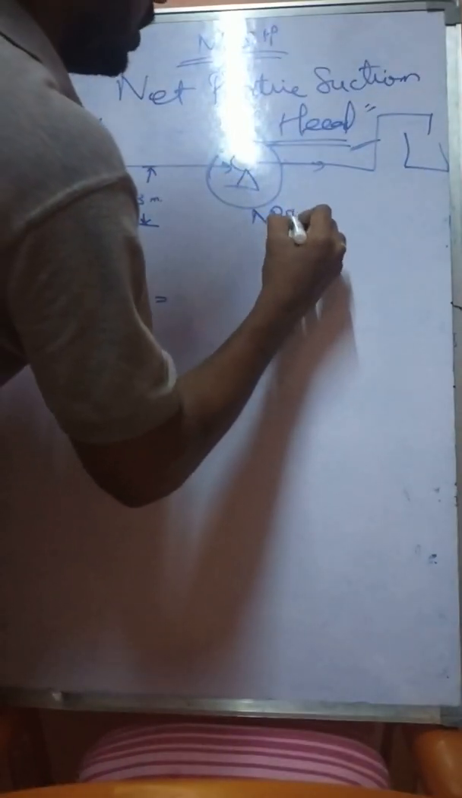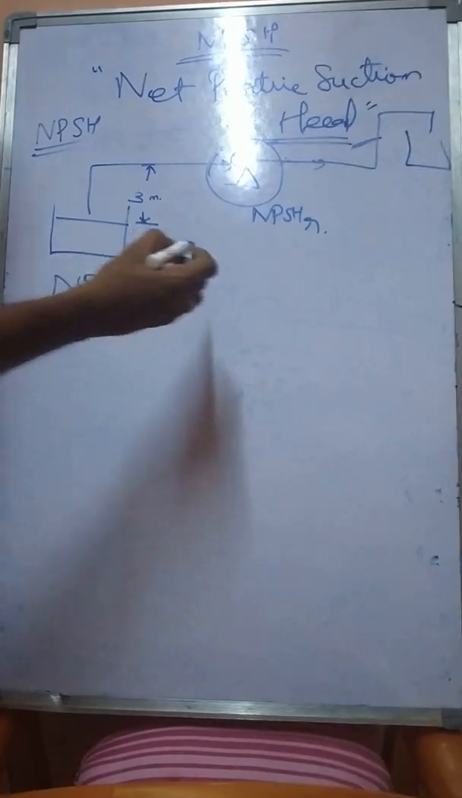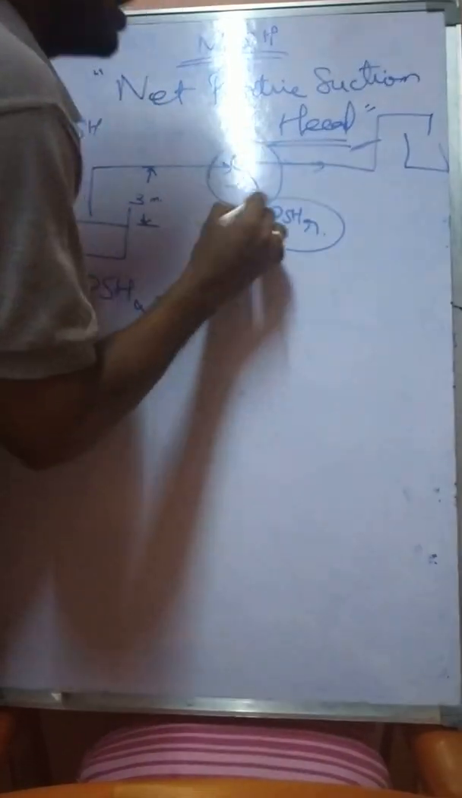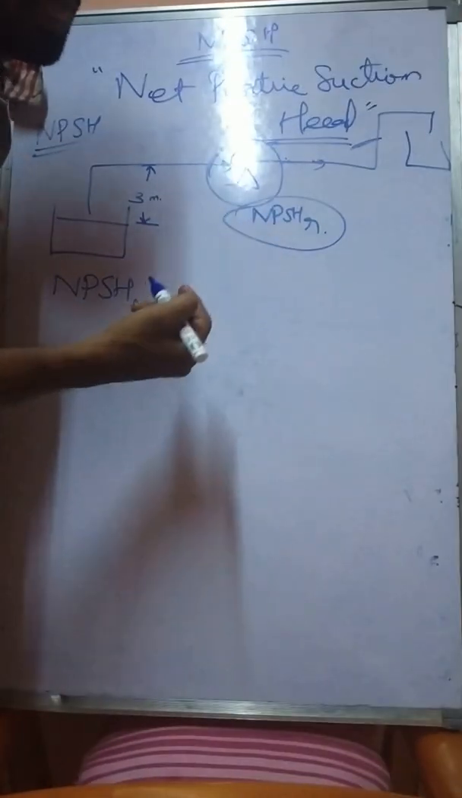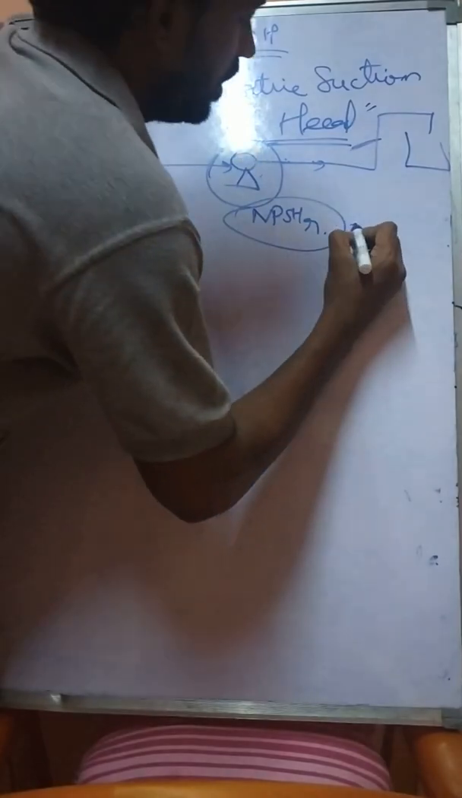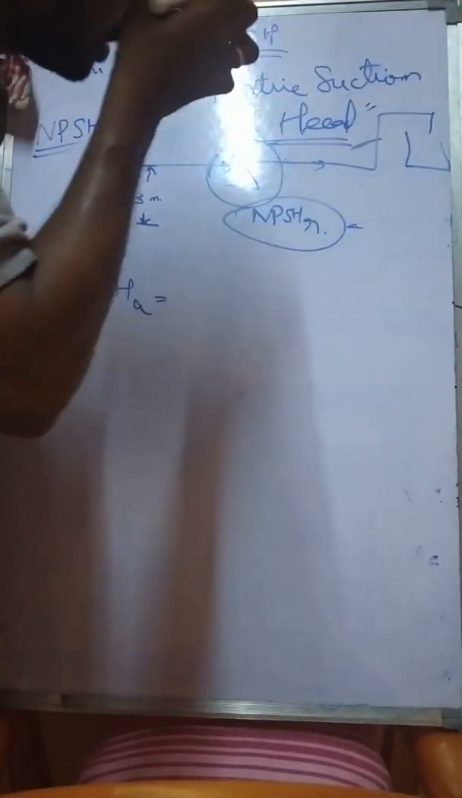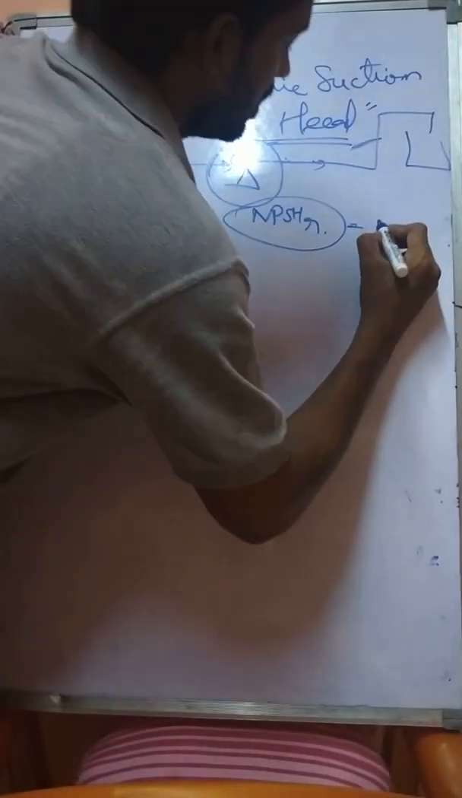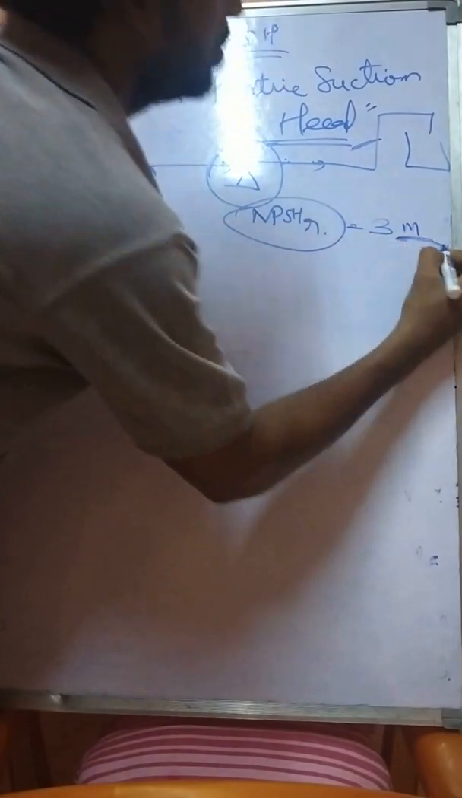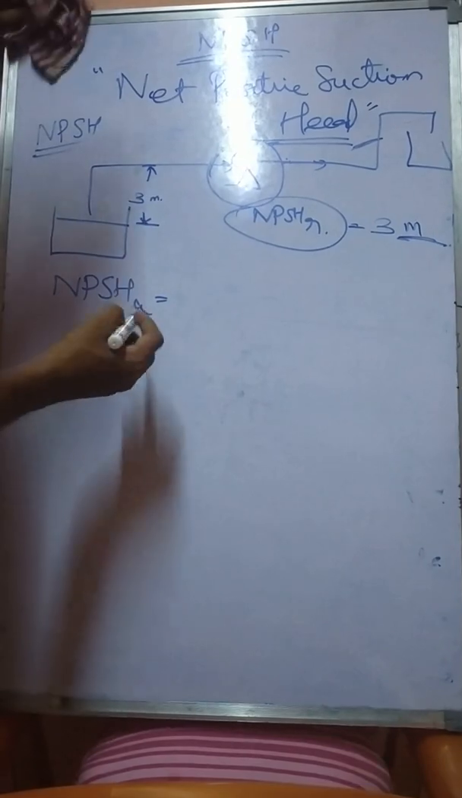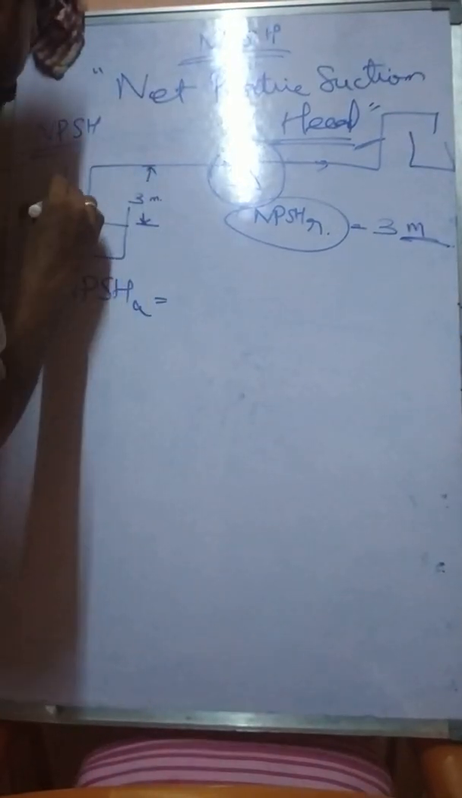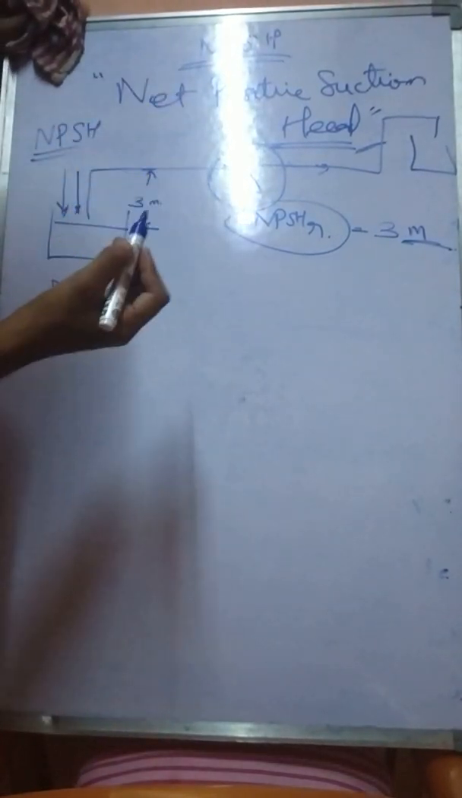NPSH, there is a thing called NPSH required, I told you. If you are a pump manufacturer, these things are calculated and given by the client who is going to buy the pump from you. So he will give, for example, my NPSH required is 3 meters. So we have to check whether it is right or not. We can check it. As I told you, this is an open tank, so atmospheric pressure will be there.